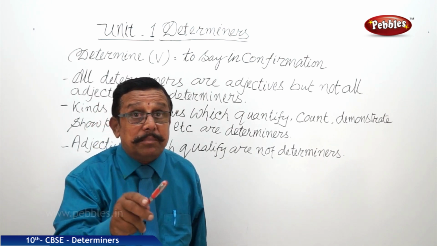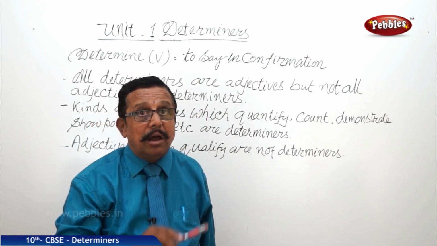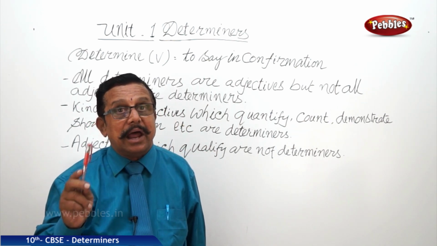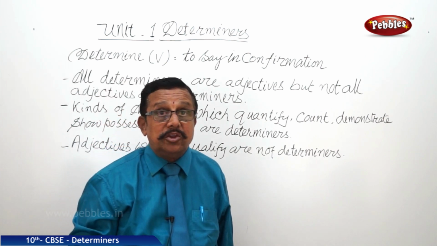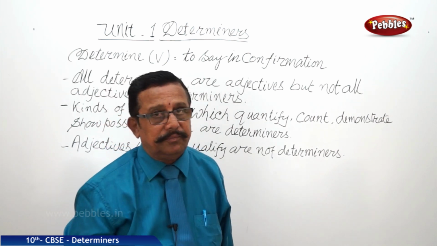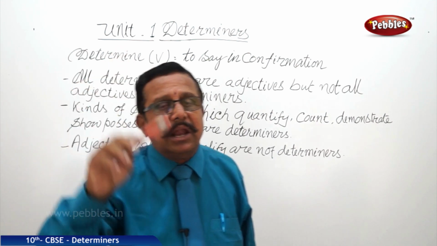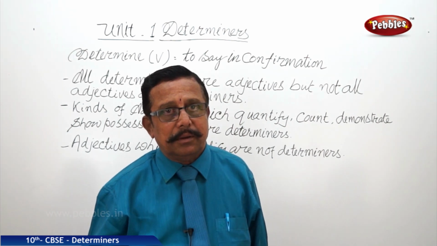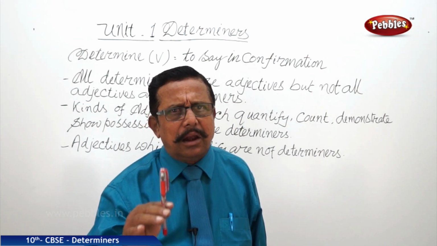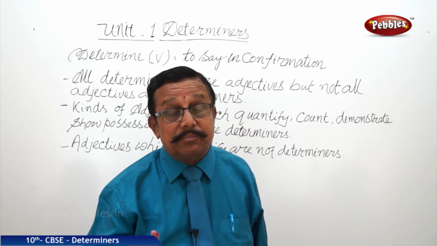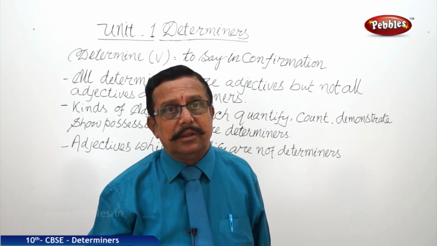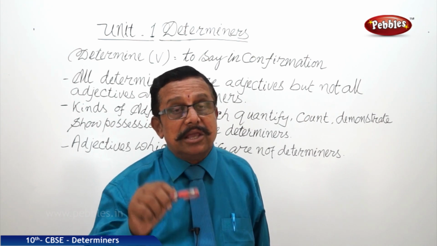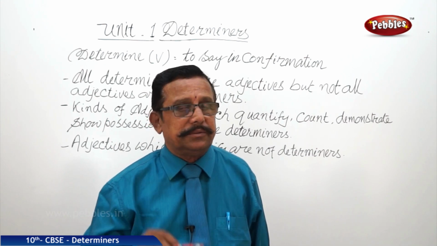All determiners can be adjectives, but all adjectives are not determiners. Why? There are certain adjectives which qualify the noun. They show the quality of the noun: tall, short, deep, shallow, big. These are all qualifying them. Apart from this, if we are using something like that pen, this book, we are demonstrating, we are showing. These all fall under determiners.